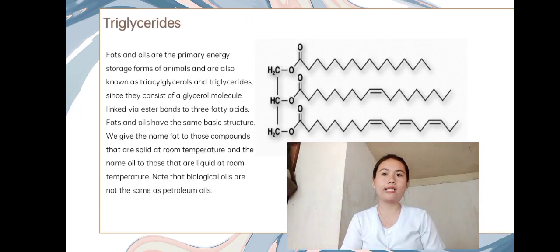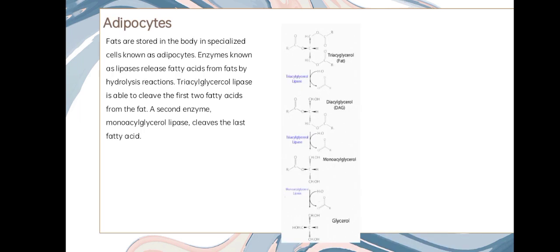Triglycerides. Triglycerides are fats and oils, the primary energy storage forms of animals. This comes from animals. They are biological oils, not the same as petroleum oils. So what is the difference between fats and oils? Fats and oils have the same basic structure. But fat is the name for compounds that are solid at room temperature, while oils are those that are liquid at room temperature.